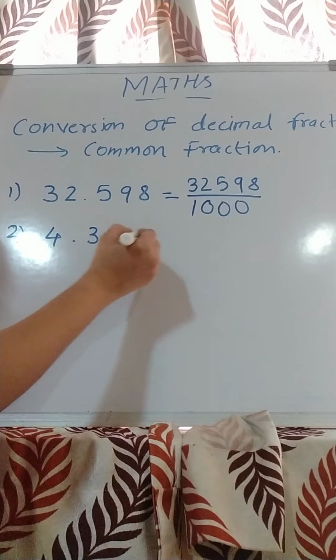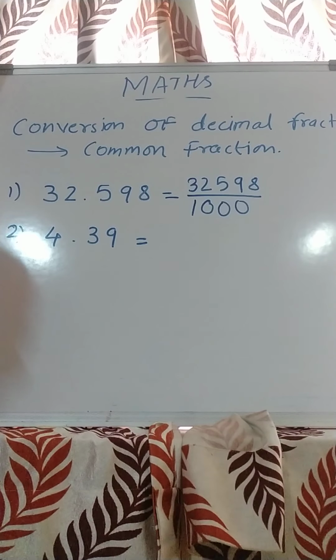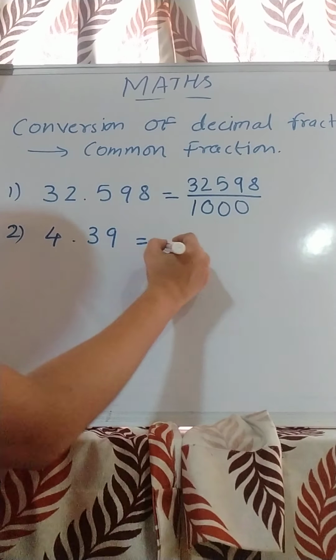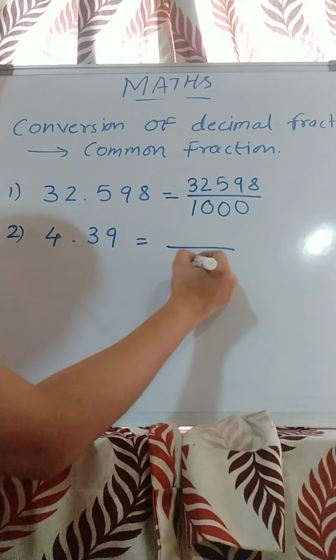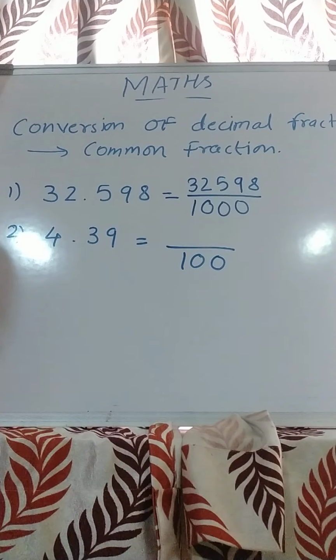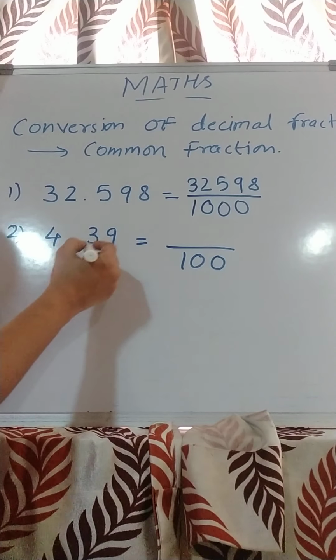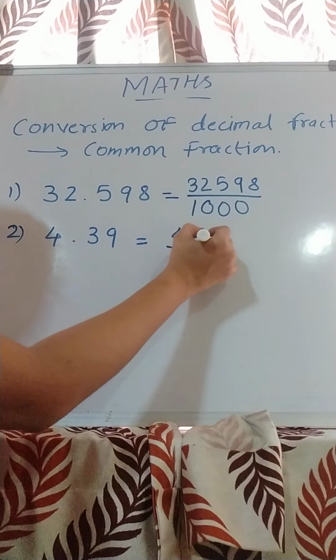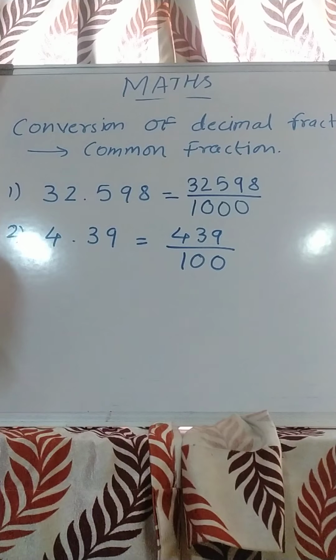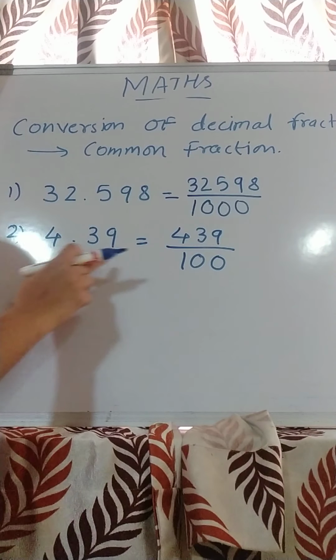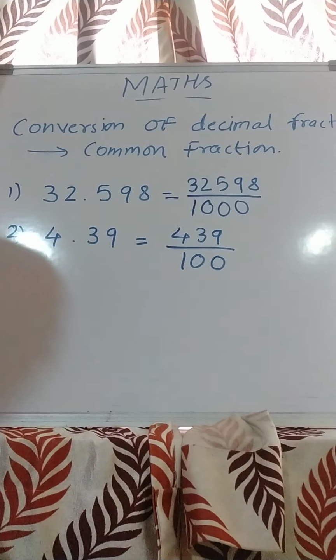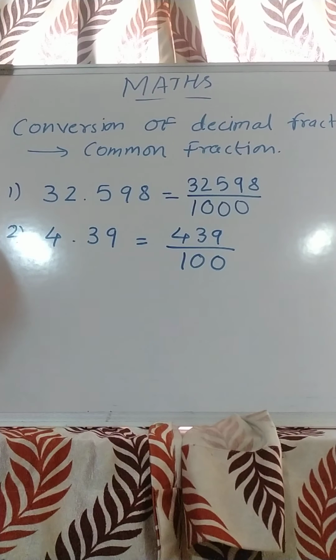32,598. Understand everyone? Let's take the second one. 4.39. Here, how many digits after the decimal point? 1 and 2. So write 2 zeros on 1. And what number forms without the decimal point? 439. So write 439. In this way, we are converting decimal fraction into common fraction. Understand? Now based on this, we are going to take our practice set 15.